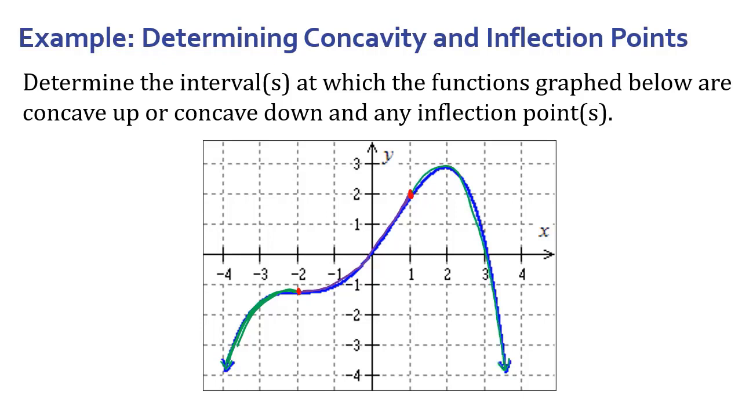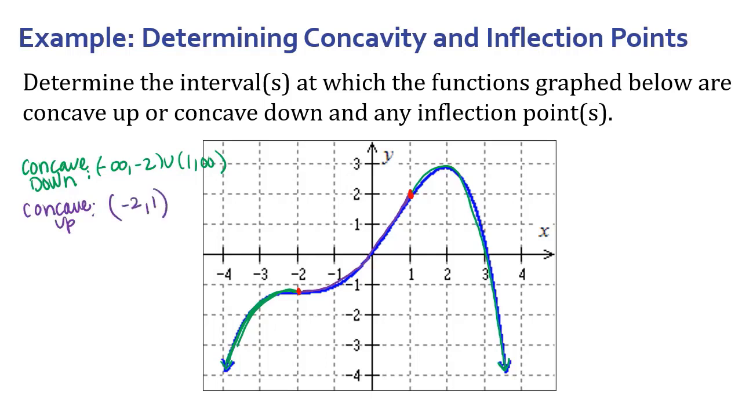So I would say that this is concave down on the intervals from negative infinity to negative 2, and from 1 to infinity. I'd say it's concave up from negative 2 to 1. And then our inflection points occur at x equals negative 2 and at x equals 1.